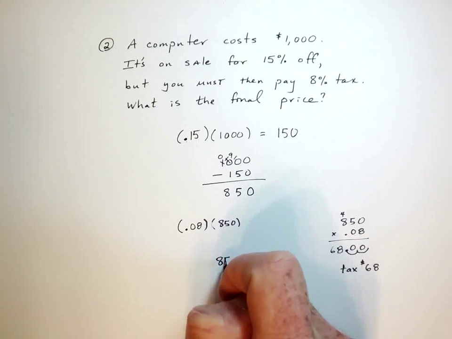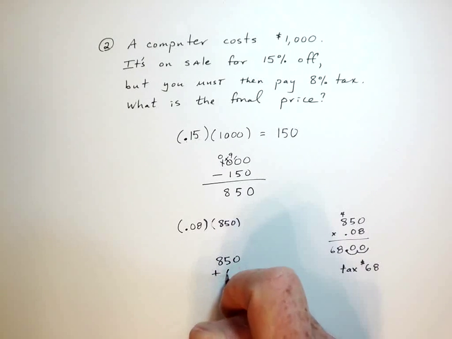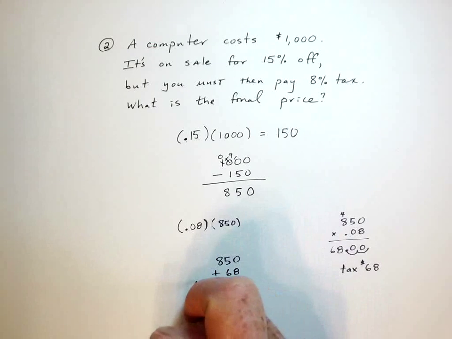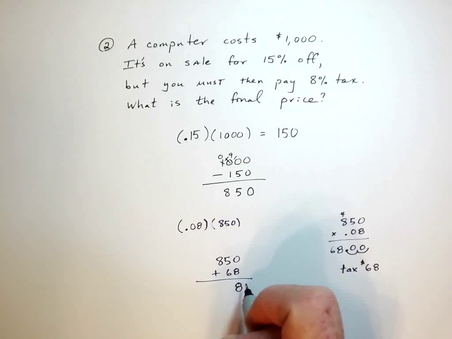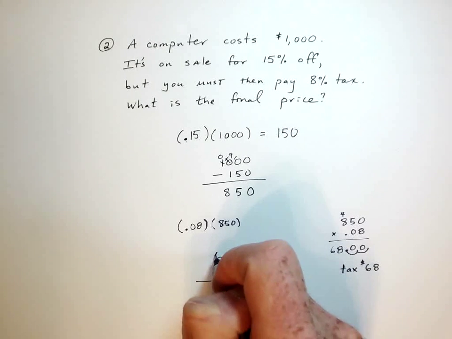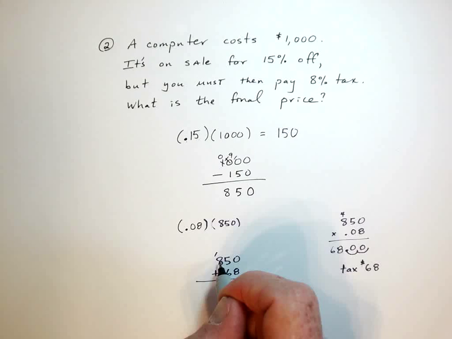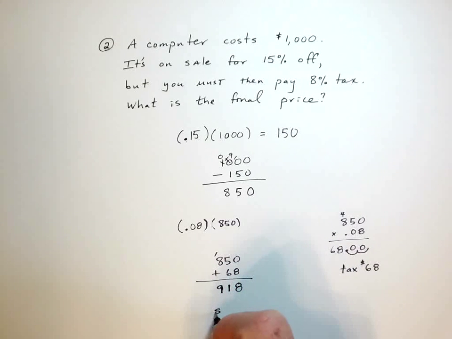So it was $850, and now add $68 in tax. So this will be an 8. This 5 and 6 is an 11. And then 8 with one more is 9. So the final price after the sale and after the tax is $918.